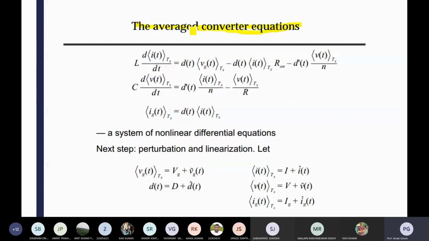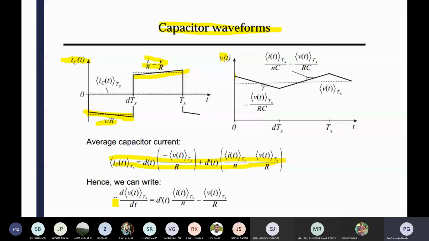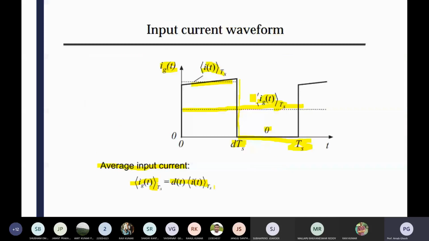Okay, so the average converter equations. You have the expressions for the inductor voltage and capacitor current, and your input current. You can replace all of them with the values you have calculated previously. So you have the IC values, which you can replace with this equation. This equation you have written from the previous one.